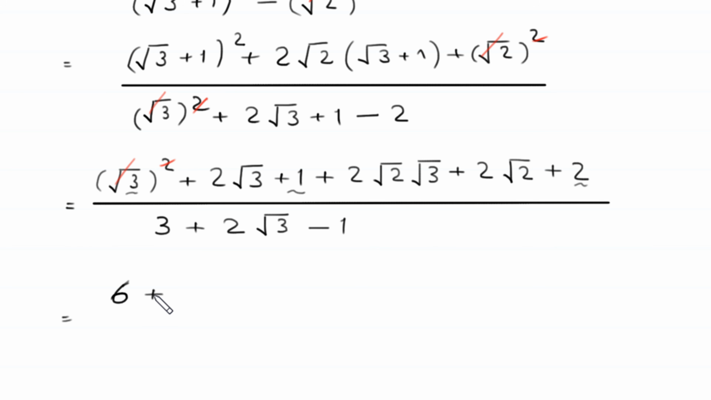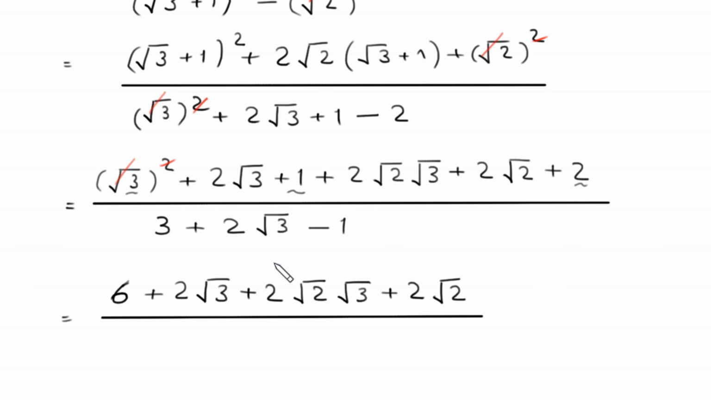Plus this expression 2 times square root of 3, plus this 2 times square root of 2 times square root of 3, plus this 2 times square root of 2, divided by this 2 times square root of 3, and 3 minus 1 plus 2.